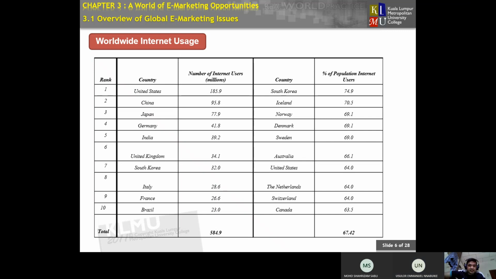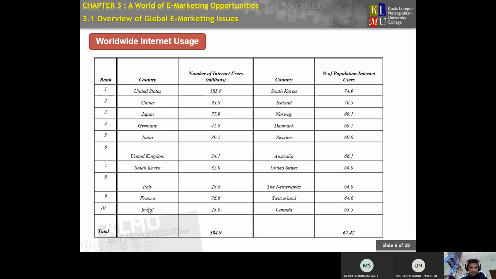So you guys see, okay. Here is the worldwide internet usage, for instance the United States, number of internet users in millions. This is an example only. Okay, we took a small sample. 185.9 million people can use the internet in the United States.